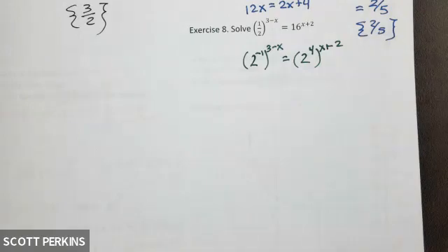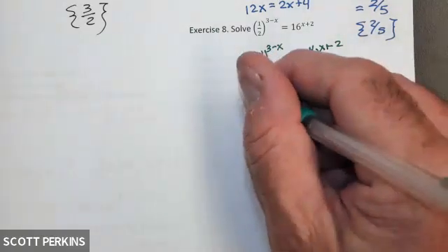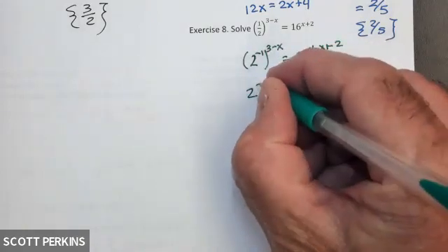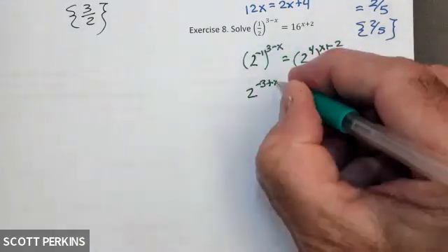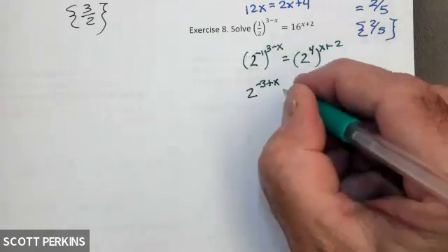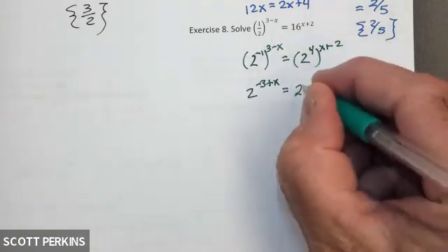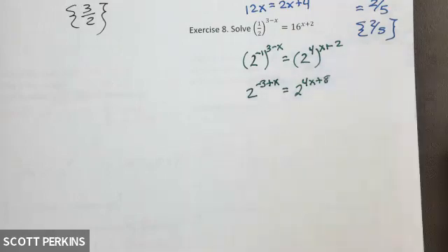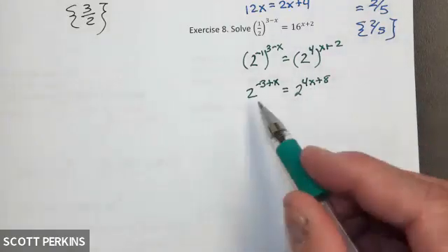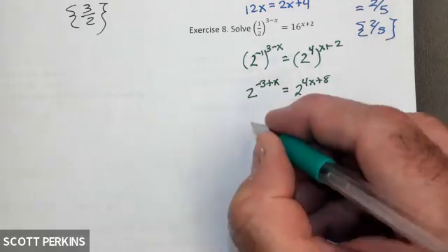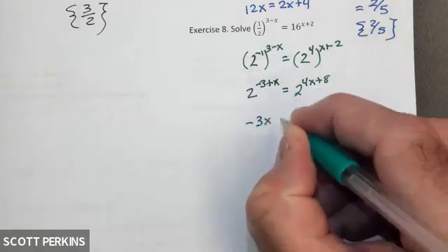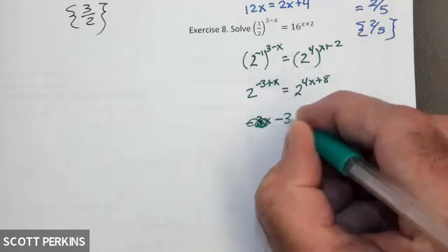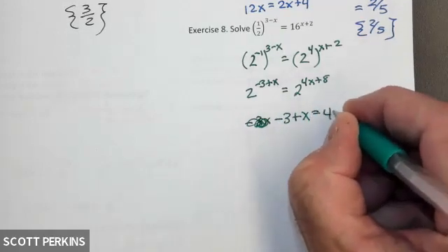Now I'm going to use the power rule on both sides of this. So on the left side, I've got 2 to the -3 plus x. Don't forget to distribute. On the right, I have 2 to the 4x plus 8. Again, don't forget to distribute. The fact that the exponential function is 1 to 1 says those y values, whatever they are, are equal if and only if the exponents are equal.